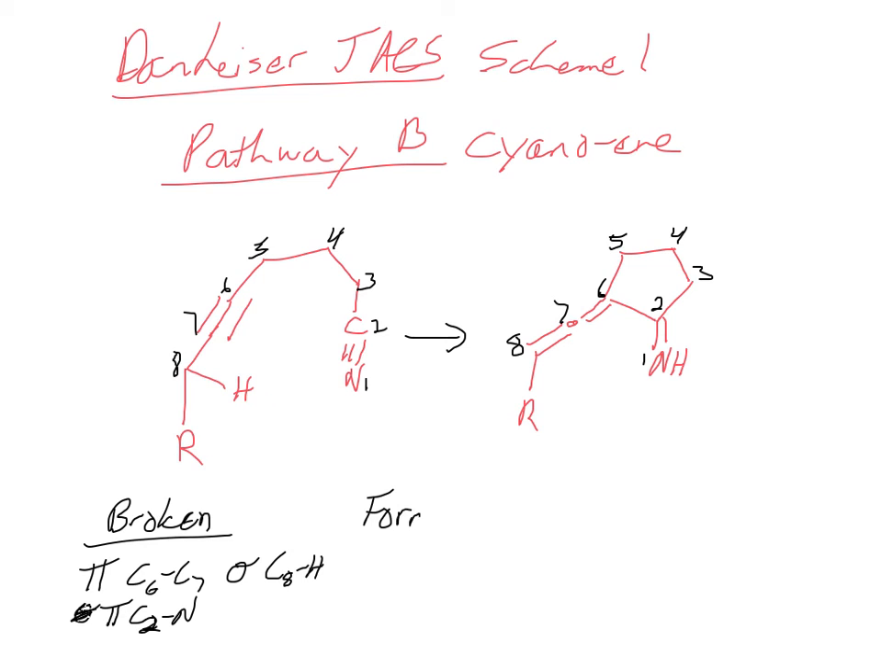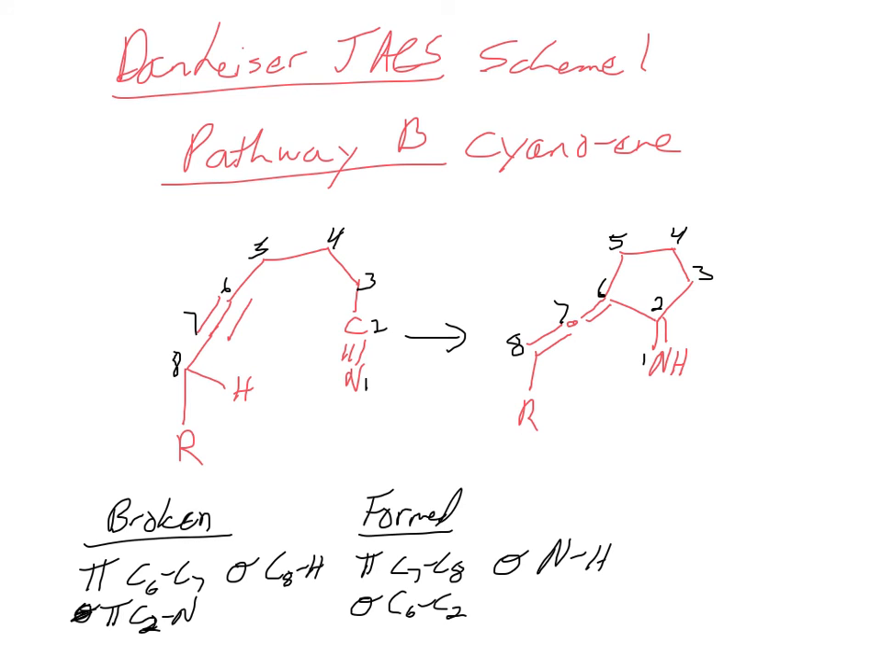Bonds formed. What bonds do we form? Pi bond between C7 and C8, good. Sigma bond between C6 and C2, good. Sigma bond between N and H, and 1 and H. I think the NH bond has to be the H that's from C8.